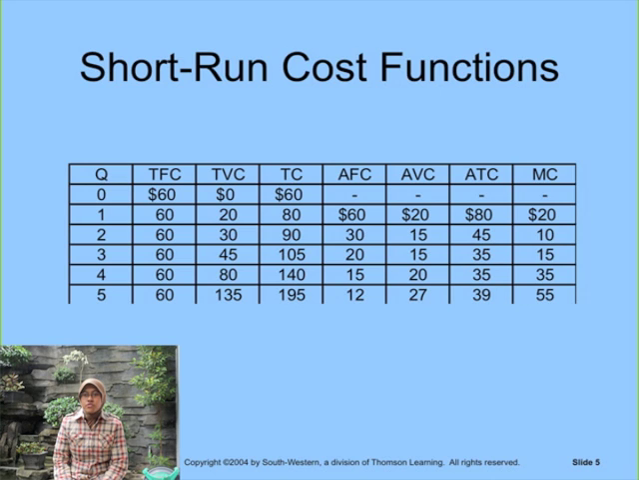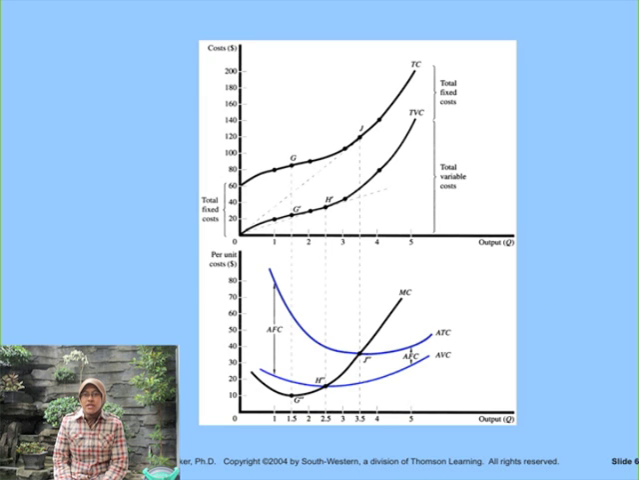This table shows the hypothetical short-run total and per unit cost schedule of a firm. The top panel shows that the total variable cost is 0 when output is 0 and rises as output rises. At point G, the law of diminishing returns begins to operate. The total cost curve has the same shape as the total variable cost curve and is above it by $60. The bottom panel shows U-shaped average variable cost, average total cost, and marginal cost curves.